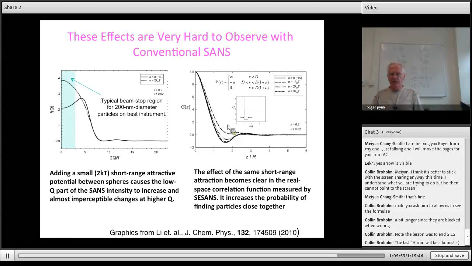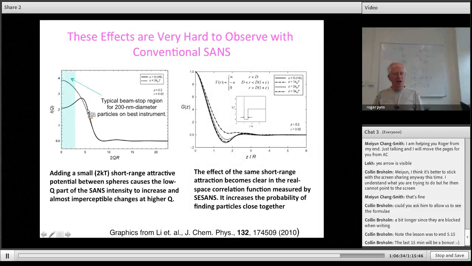So you might ask, supposing I were to measure this, this is what I would measure with SESANS. What would I see if I did that with SANS? Well, here are the two equivalent SANS patterns. The black curve here is for hard spheres, and the dotted curve is for the case where you have sticky spheres. And this green region here is notionally where your beam stop would be for a SANS experiment. And you can see that it gets to be quite hard to distinguish between these two cases.